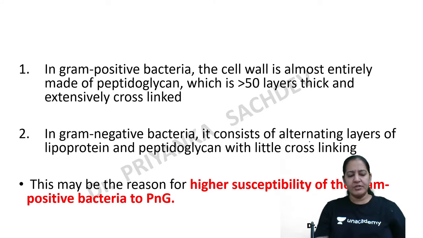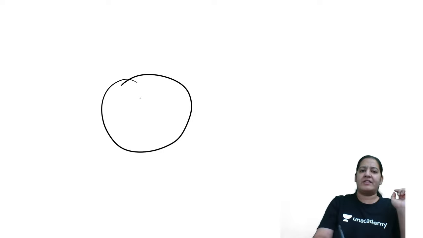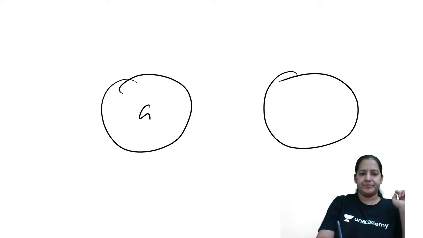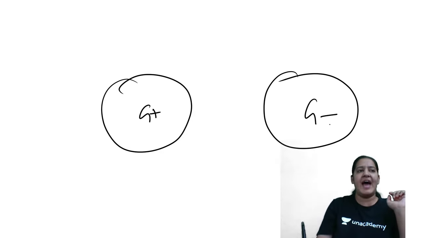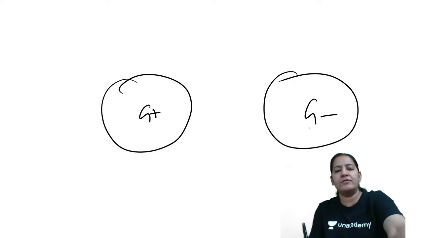Have you got it? Now, you tell me, I want to ask you a question. There are two types of bacteria, gram-positive and gram-negative. In microbiology, you may have studied that there are two types of bacteria. Say yes or no. Right? What is the difference in the cell wall of the two types of bacteria?